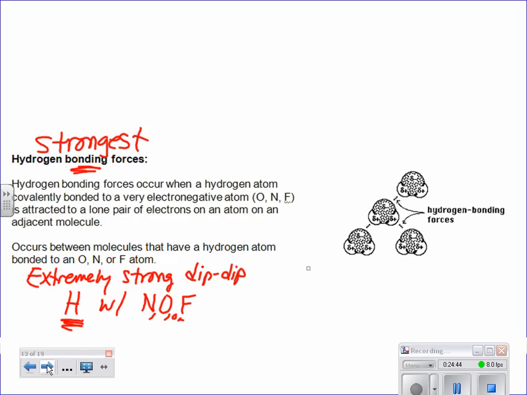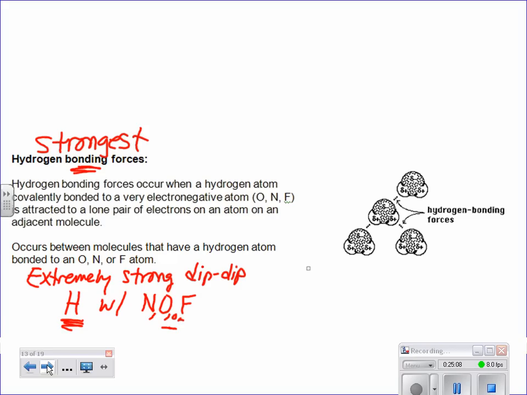So these guys are very electronegative, they give up or grab those electrons very, very easily. Because of that, it makes a really strong force, about 10 times stronger than your normal dipole-dipole force. So whenever you've got hydrogen bonded with one of those three extremely electronegative atoms, then you're going to have a hydrogen bonding force going on.